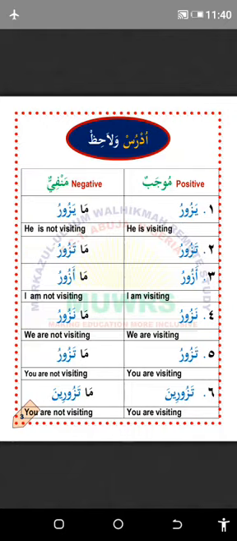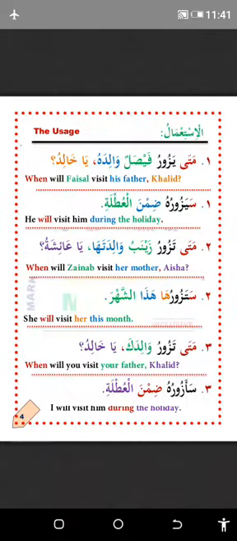Khamsa, number five. Tazuru, you are visiting, talking to a single male person. Ma tazuru, you are not visiting. Sitta, number six. Tazurina, you are visiting, talking to a single female person. ما تزورين. You are not visiting. لعلك فهمت. I hope you understand. ما شاء الله.